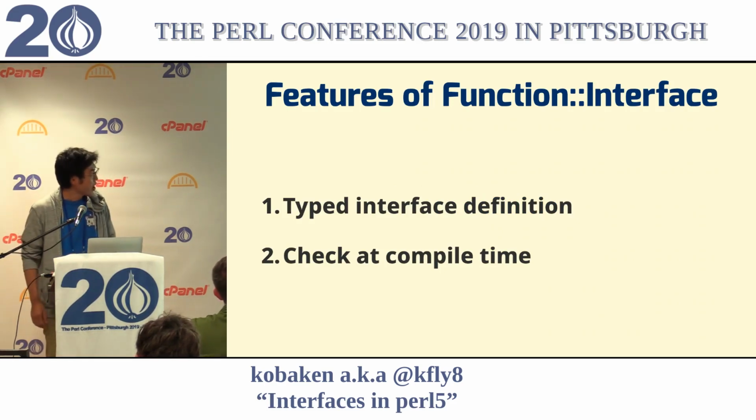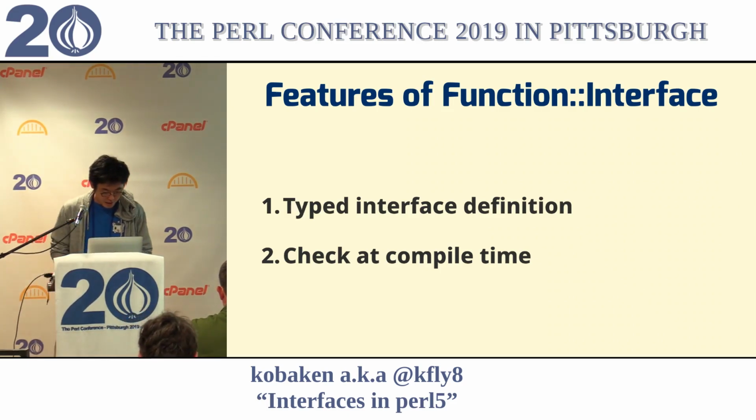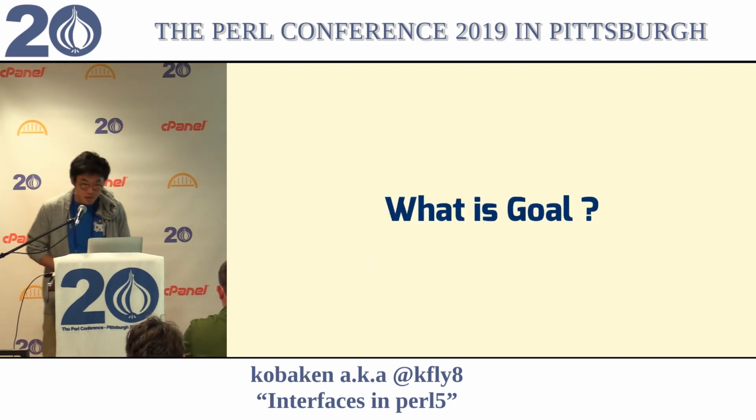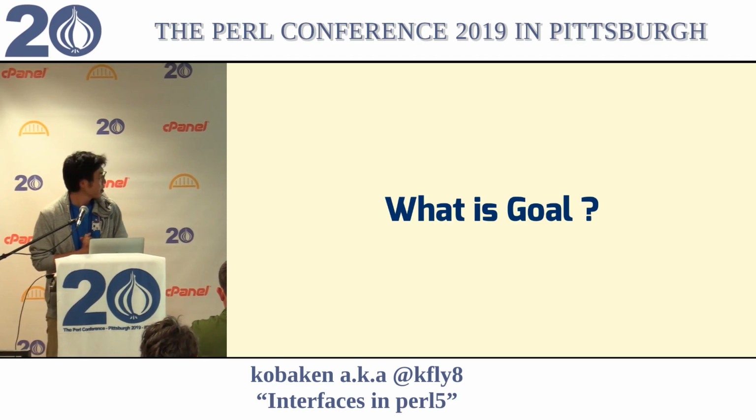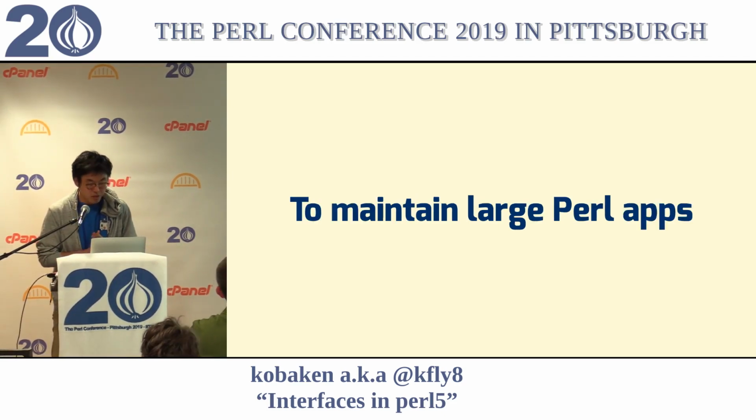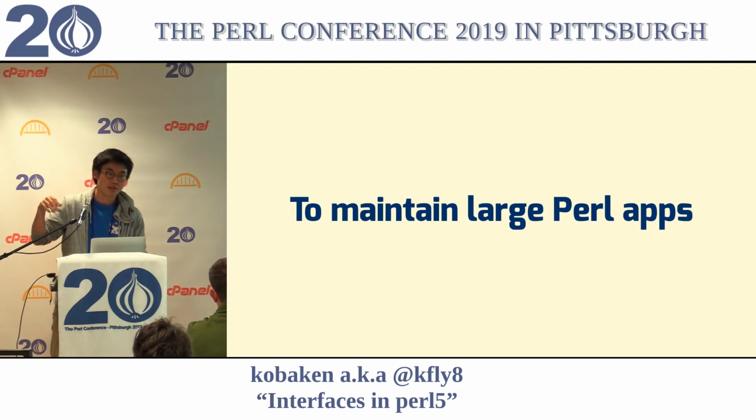And this is the features of Function::Interface. One, typed interface definition, and check at compile time. So second section, what is the goal and why did I make it? My goal is to make it easy to maintain large Perl applications. For large applications, other languages may be better. However, changing the language is a difficult decision. So I want to be able to maintain large Perl applications in Perl.